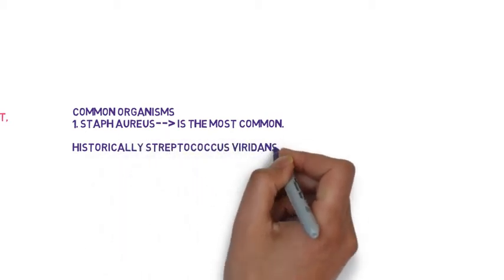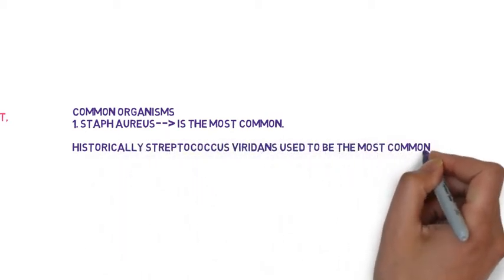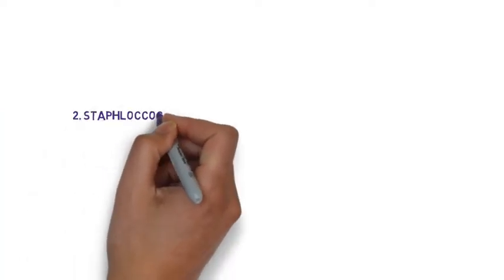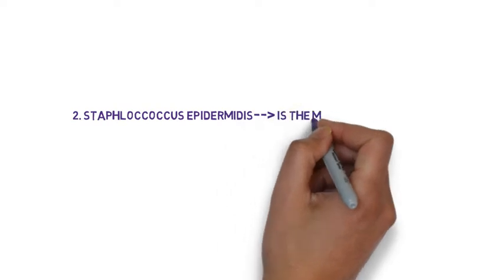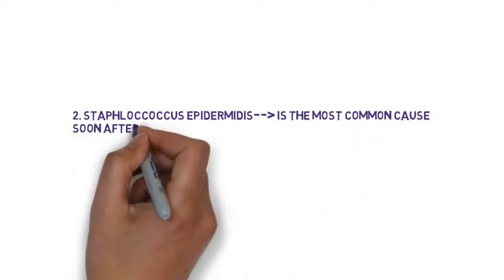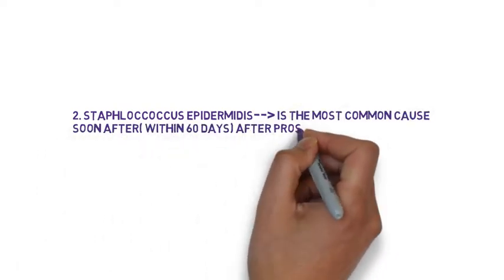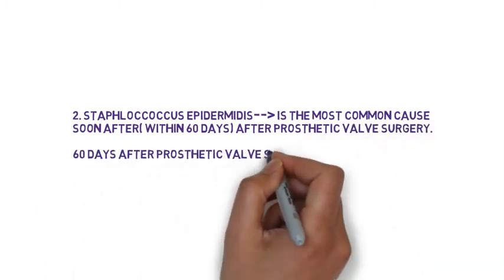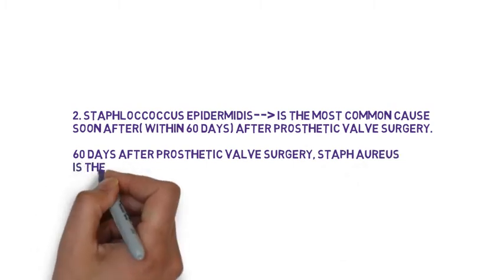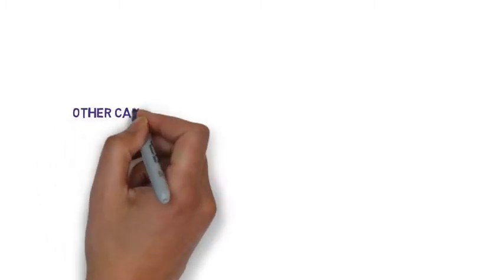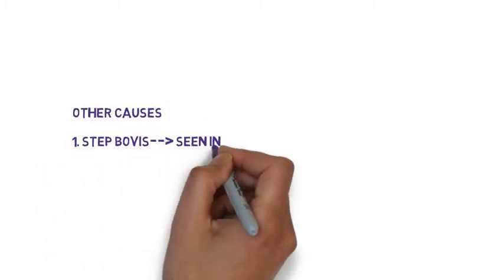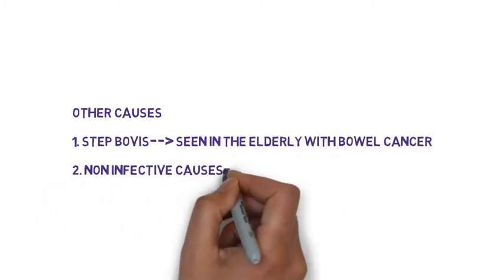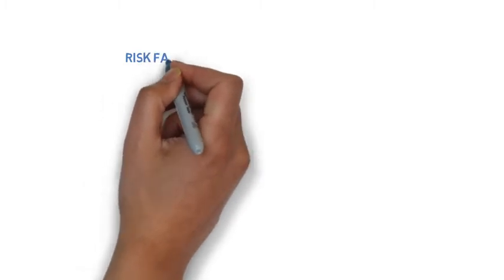Historically speaking, Streptococcus viridans used to be the most common, however, this is now no longer the case. Staphylococcus epidermidis is the most common cause soon after prosthetic valve insertion, that is within 60 days. After 60 days, Staph aureus is the most common cause. Other causes include Strep bovis, seen in the elderly with bowel cancer, and non-infective causes such as lupus.